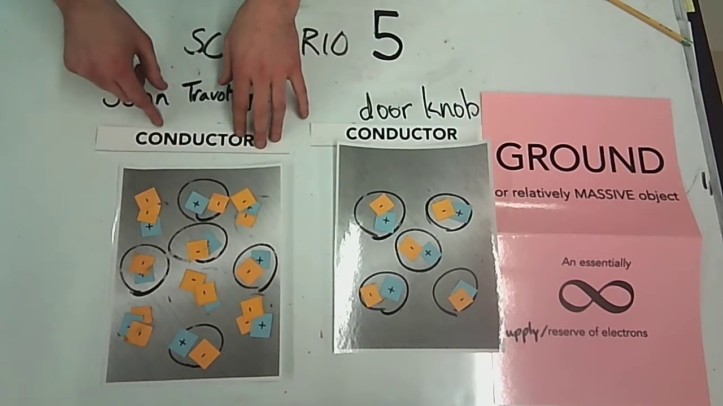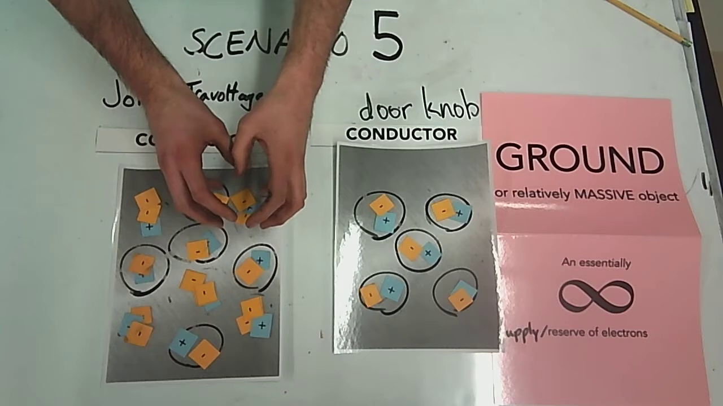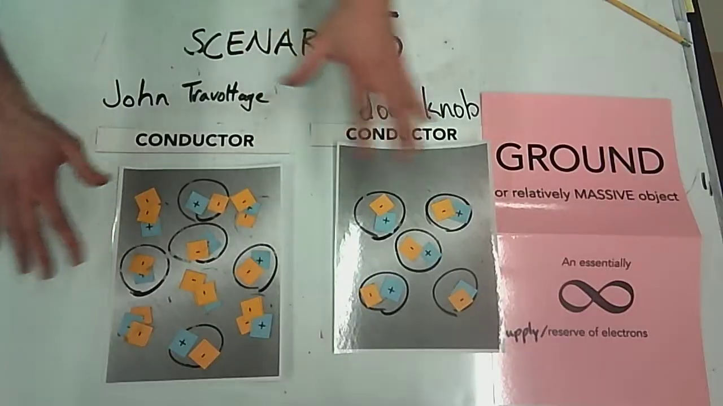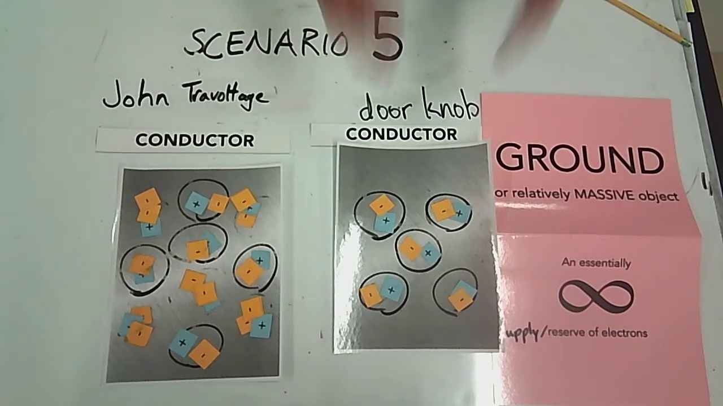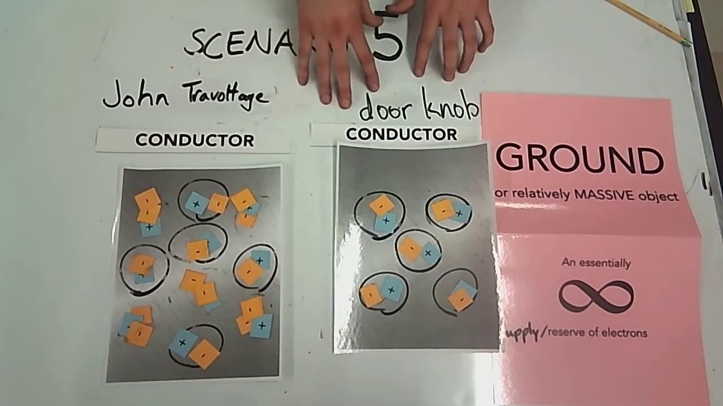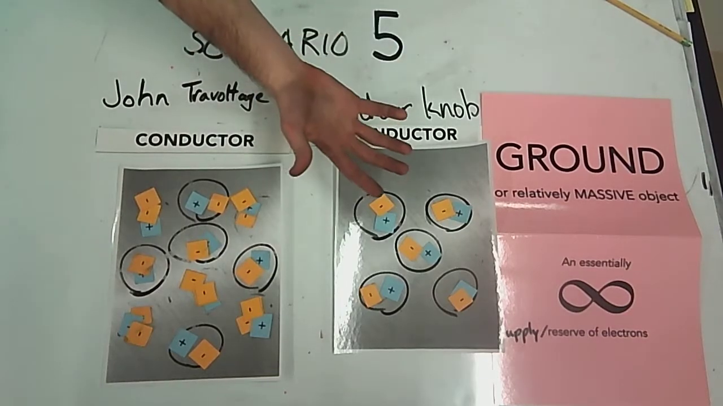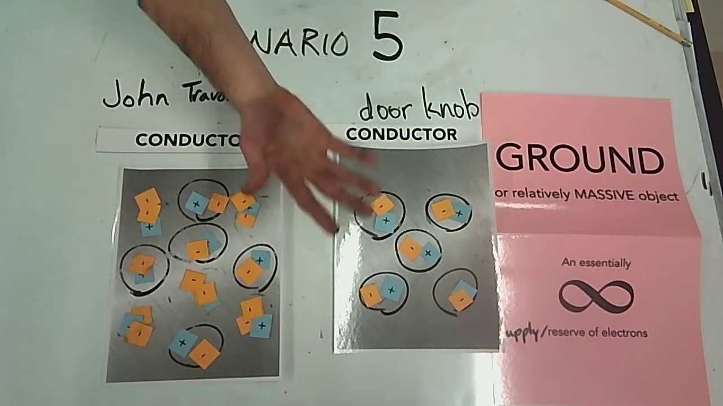Now, since John Travoltage is a conductor, notice that those -5 atoms aren't just localized in one area. They're spread throughout my whole John Travoltage. So then I'm going to look at my other object. It's the doorknob. And it's a conductor. It has 5 atoms, so 5 protons. And since it's neutral, it has the same amount of electrons, 5.